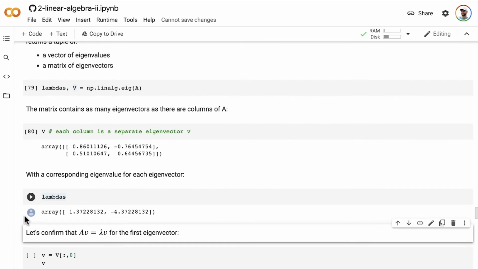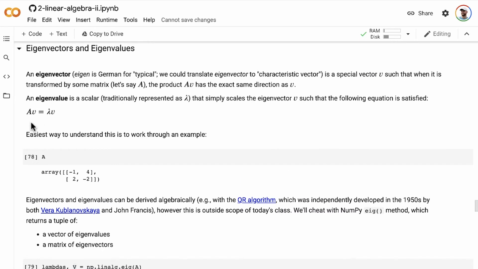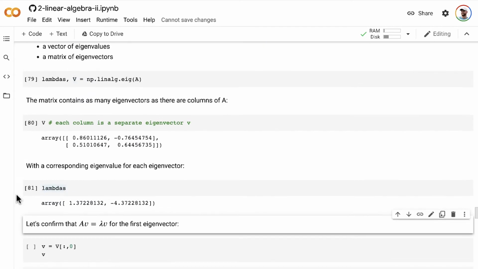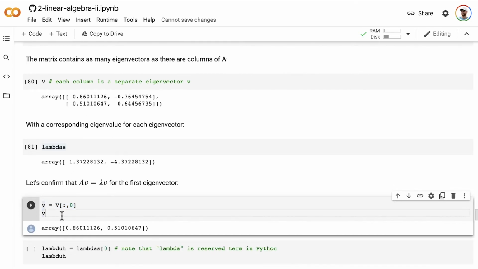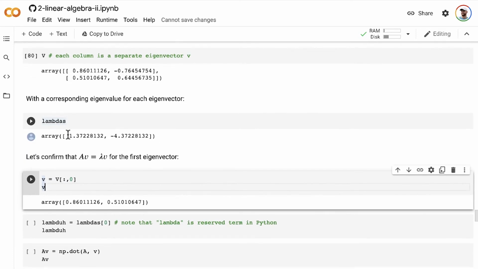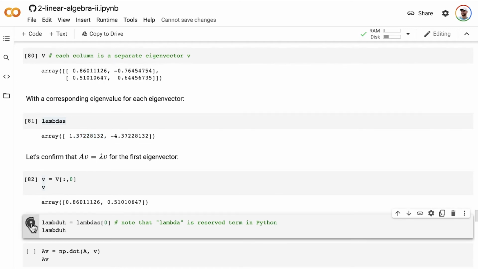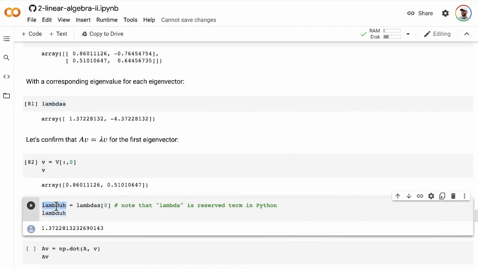So remember, this is our equation for what eigenvectors and eigenvalues are. So let's confirm that the math works out. So let's take the first column of our matrix V and call it this vector v, 0.86 and 0.51. And then let's also grab our first eigenvalue. Note that I couldn't call this variable lambda spelled properly because lambda is a reserved term in Python, so I used a phonetically spelled variable, lambda.